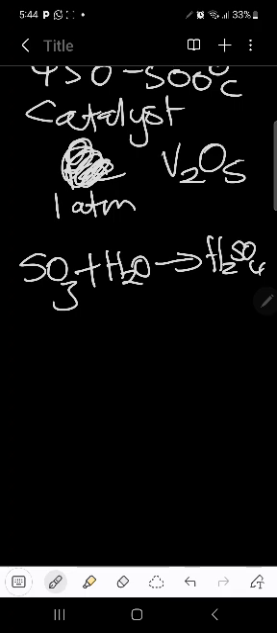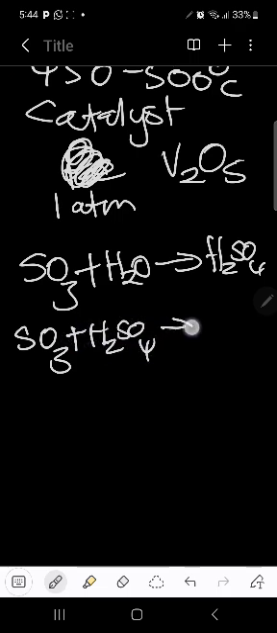So what they do next is they take sulfur trioxide and react it with sulfuric acid to produce a substance called oleum, right? Oleum is H2S2O7. So this is what happens after that. The next process now is that they take the oleum, H2S2O7, react it with water, and then there's production of more sulfuric acid.